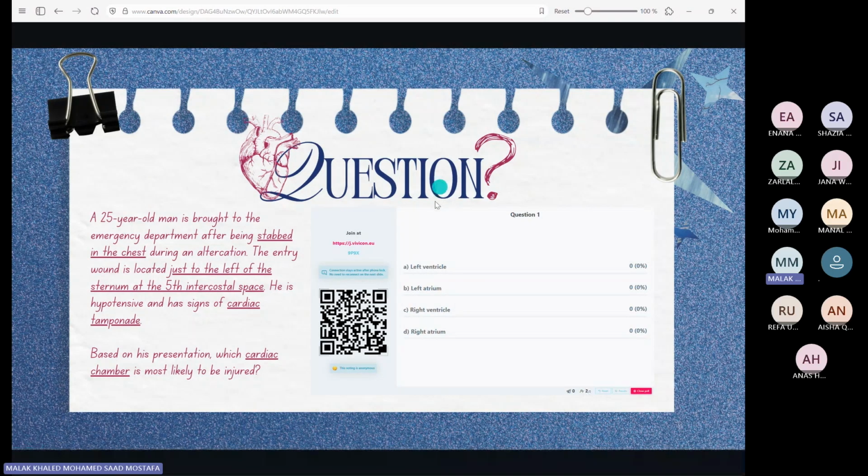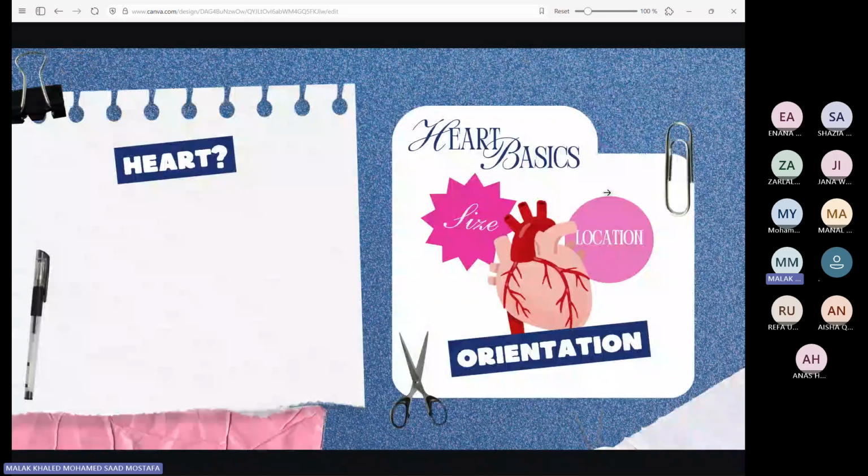Okay, for the sake of moving forward, the answer to this question is the right ventricle. Now, why is it the right ventricle? We're going to see soon with how the heart is oriented and placed inside the thoracic cavity. So when you're thinking about the heart, there are three basics that you shouldn't forget: the size, the location, and the orientation. The size, we all know it's fist size. Location and orientation, we'll see it soon.